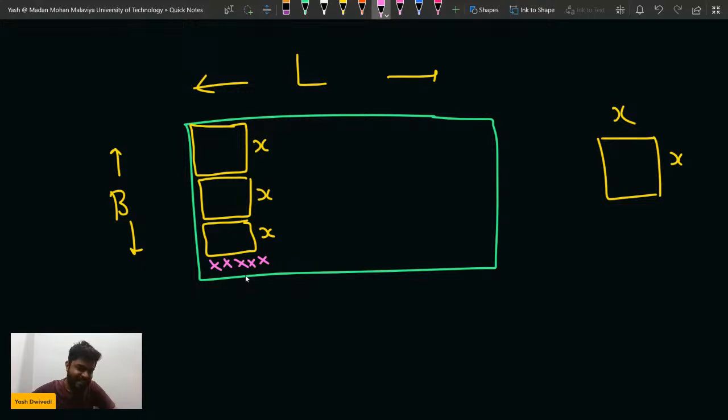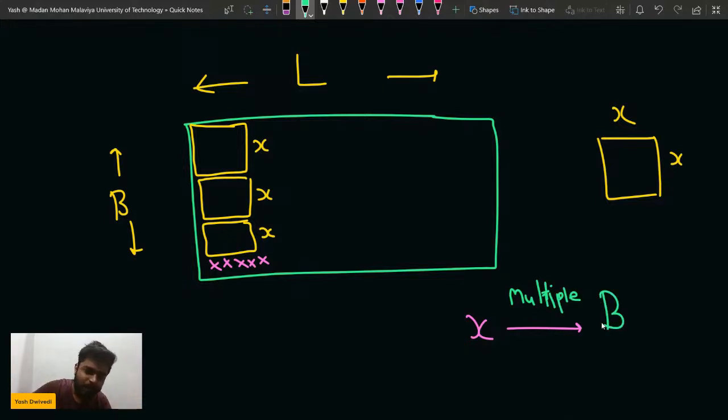Okay, can I say this, guys? Agree with me, everyone? Yes or no? So I can say that x should be what? x should be a multiple of, can I say this thing, guys? That x should be a multiple of, so basically I should choose x in such a way that x should be a multiple of b. If x is a multiple of b, then only I can fill it completely.